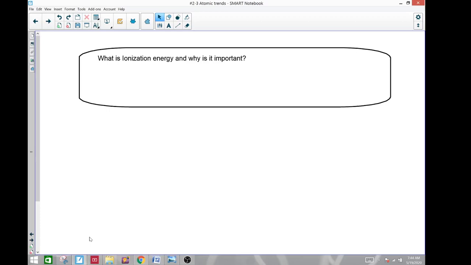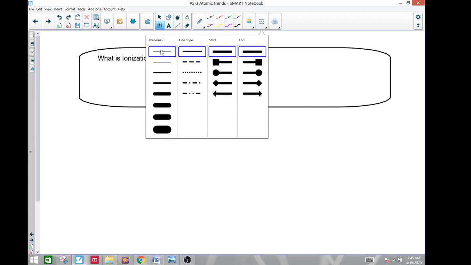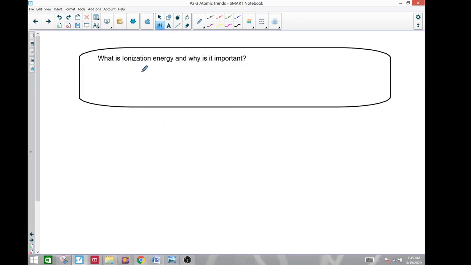We're going to talk a bit about another ionic, I should say atomic trend. And this trend is the trend of ionization energy. Okay, so what is ionization energy and why is it important?